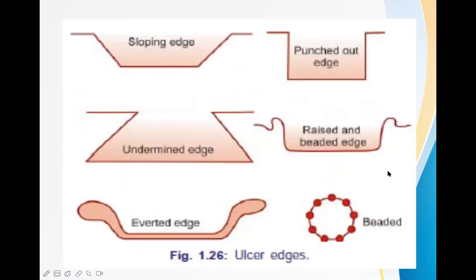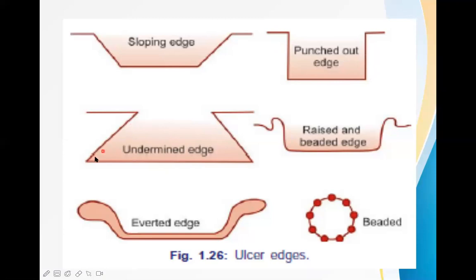Now, what are the types of edges? See here. Let me use the pointer here. Look at this edge. This is called sloping edge. It forms a slope there, isn't it? It's called sloping edge. This is called punched out edge. Just like a punching machine has been used to form this ulcer. So punched out edge, straight down going edges.